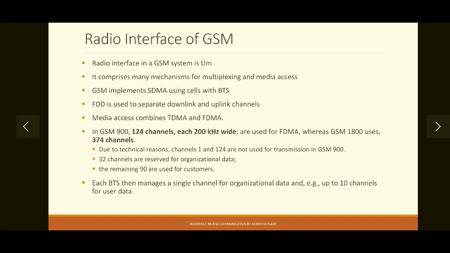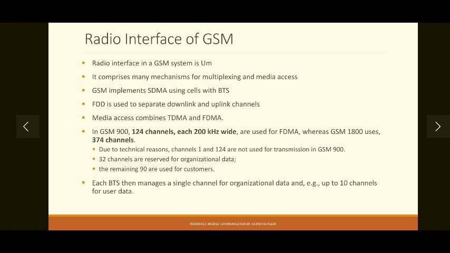So what does this standardization or what does this radio interface consist of? It comprises mechanisms for multiplexing and media access. So the GSM system provides standard specification about how to multiplex the user data or voice and how to access the medium in case of wireless communication.